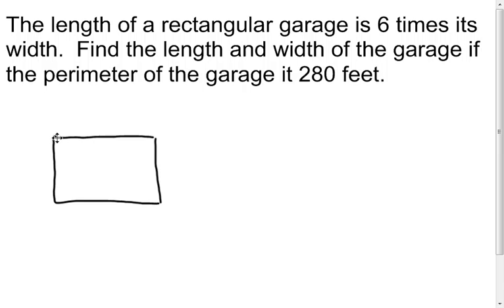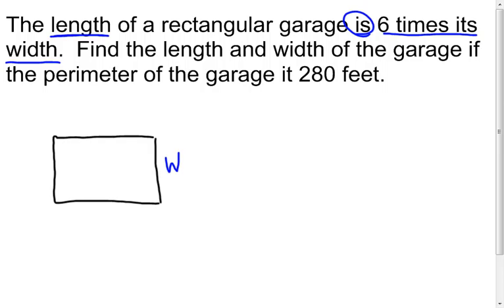And now I'm going to start looking at the words. It tells me that the length of the garage is 6 times its width. So right now I don't know the length and I don't know the width, but it does tell me that the length is something in terms of the width. So I'm going to say that my width, since I don't know it, is W. In math, a lot of times if I don't know it, I'm going to give it a variable. So I know the width is W.